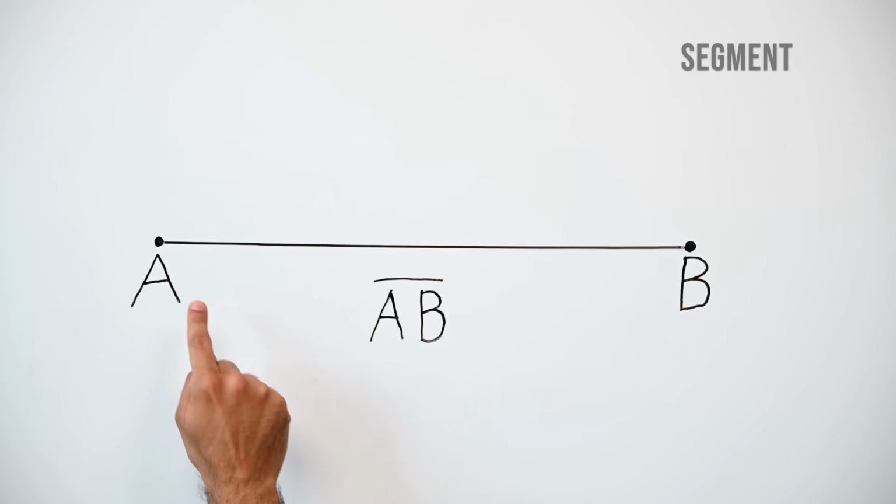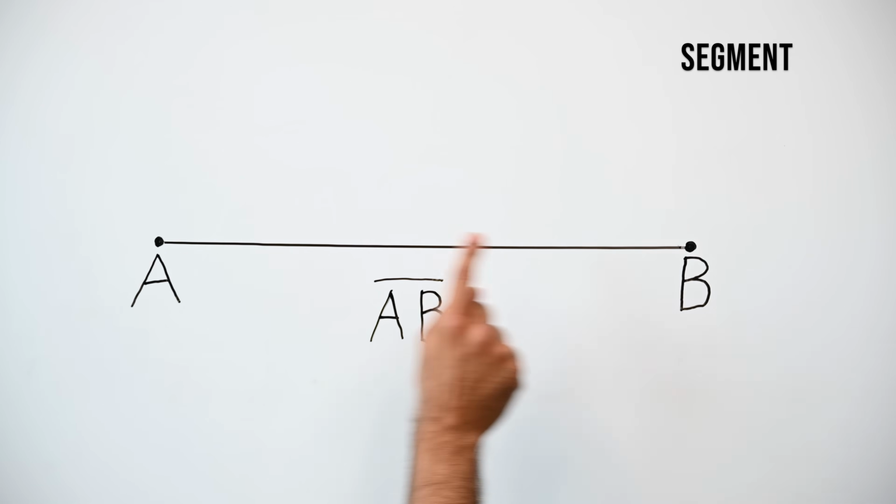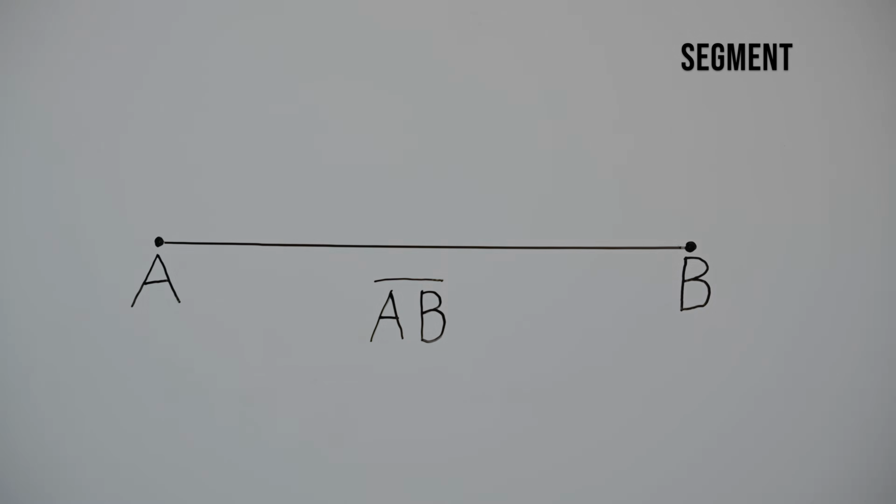Now that we've covered the basics, let's zoom in a bit. A segment is just a slice of a line. It has 2 endpoints. We write it like this. It's a measurable part of a line.